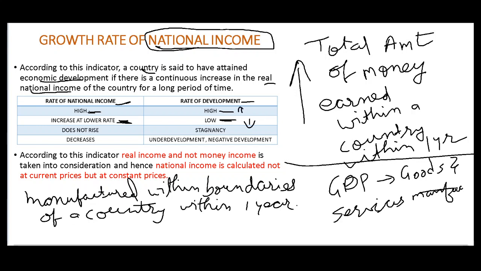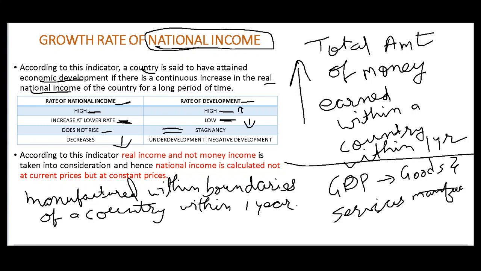If the rate of national income does not rise, then national income will remain as it is, stagnant, and will not move. If the rate of national income decreases, then the rate of development is termed as underdevelopment or negative development. I hope this chart is clear. In the textbook it is written in paragraph form, so after this video, refer to the textbook once.